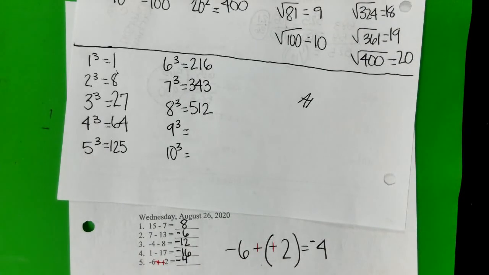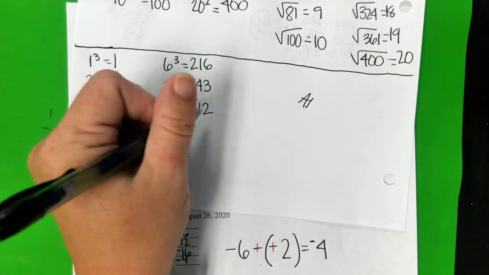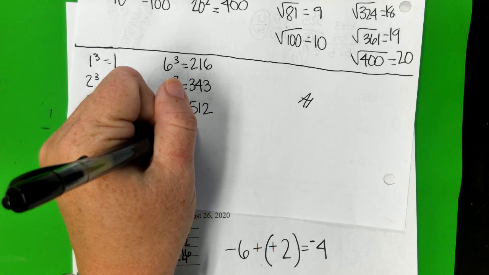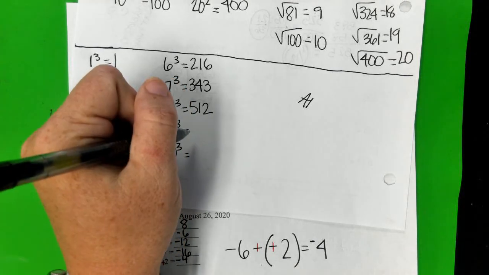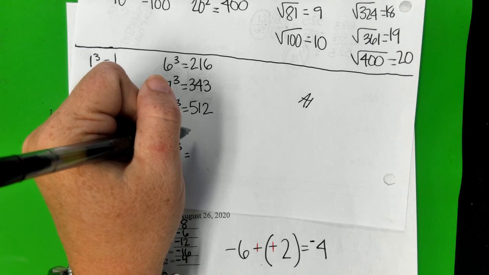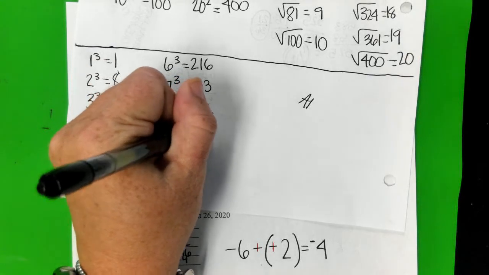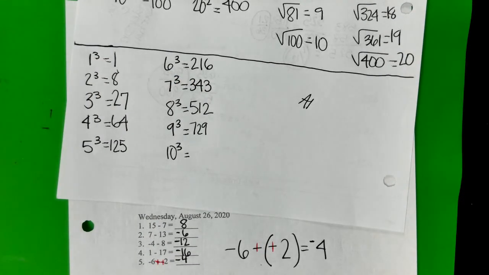And 9 cubed? You're doing 9 times 9, which is 81. And then you do 81 times 9. 8 times 9 is 72. Yes. What'd you say, Anderson? I said I would answer it, but I don't know what 8 times 9 is.